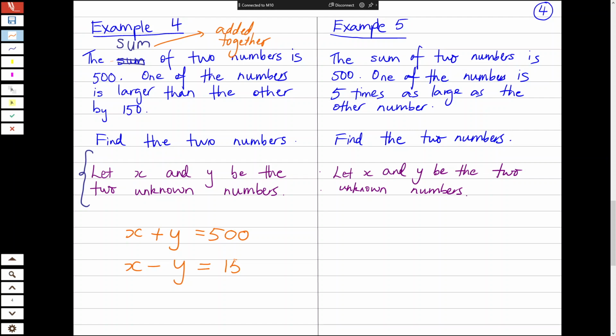X minus y equals 150. So it doesn't matter whether you put x minus y or y minus x, but the first one will be the larger number. Like the first one in the equation. So if I put y first there, then y would end up being the larger number.